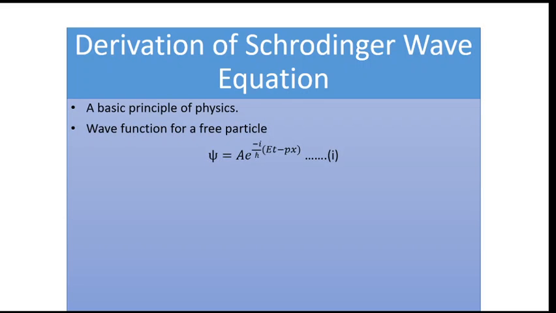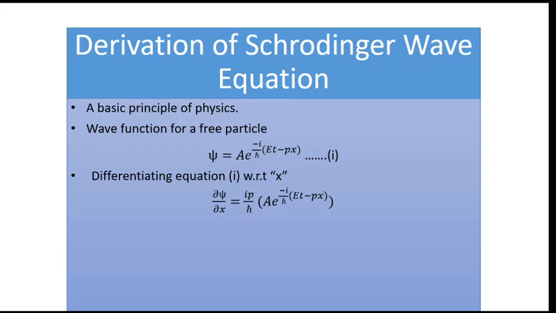We will start its derivation by considering a wave function for a free particle, which can be written as psi equal to A exponential minus iota over h bar (Et minus px). Here A is just a general constant, h bar is the reduced Planck's constant, E is the energy, and p is the momentum of the particle.